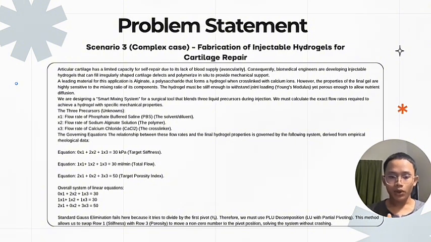The 3 precursors are X1, flow rate of phosphate buffered saline, X2, flow rate of sodium alginate solution, X3, flow rate of calcium chloride, the cross-linker. So the governing equation is what you can see in the slides.